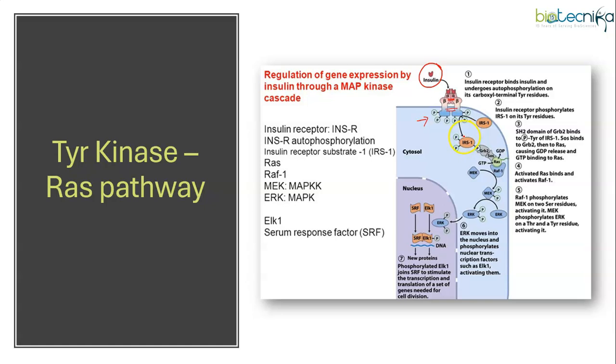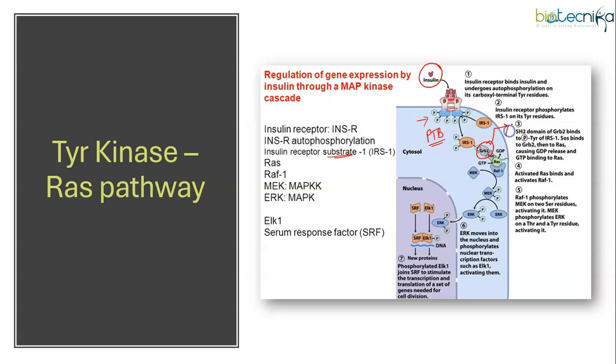Now this will recruit the substrate to the receptor, that is insulin receptor substrate 1. They will interact with each other via the PTB domain. The PTB domain has affinity towards phosphorylated tyrosine residues. Next downstream protein is GRB2.